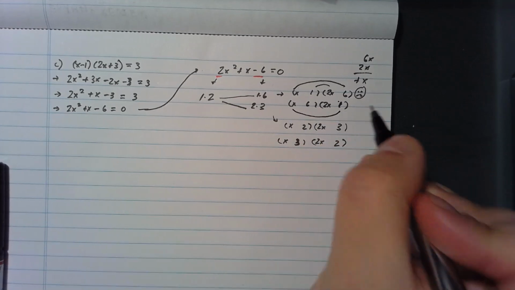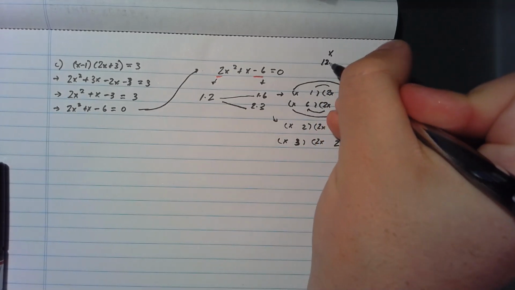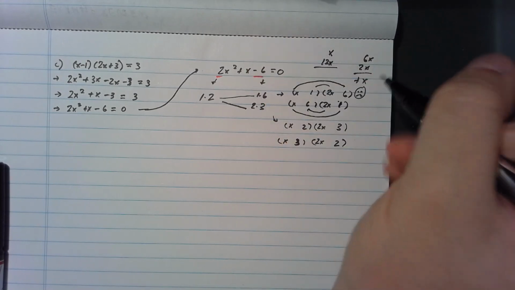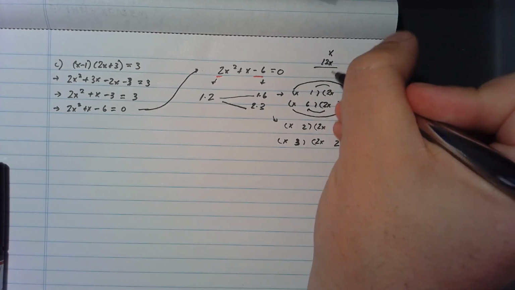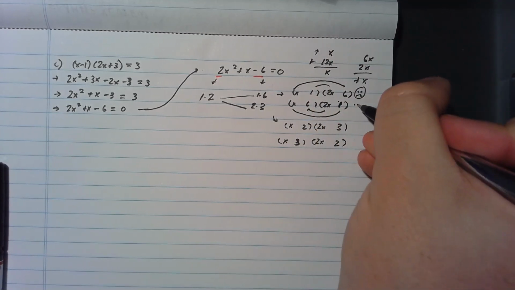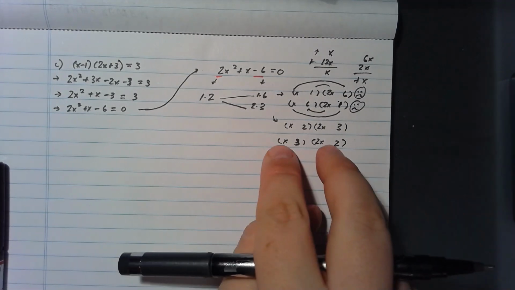The outside here, that's x. The inside here, that's 12x. Are they going to add to give me x? No. You won't be able to add them in any way to get x. That's not going to work either. So I know the first 2 don't work. Let me try the next 2.